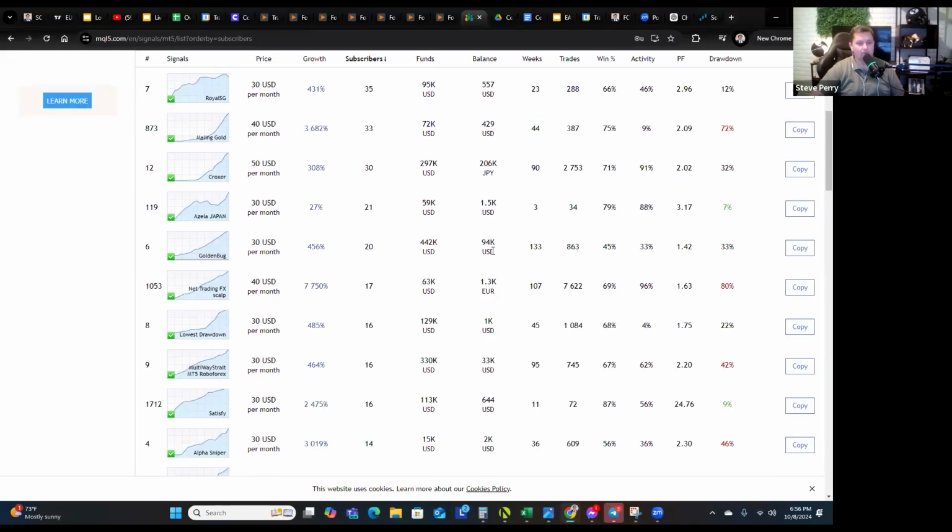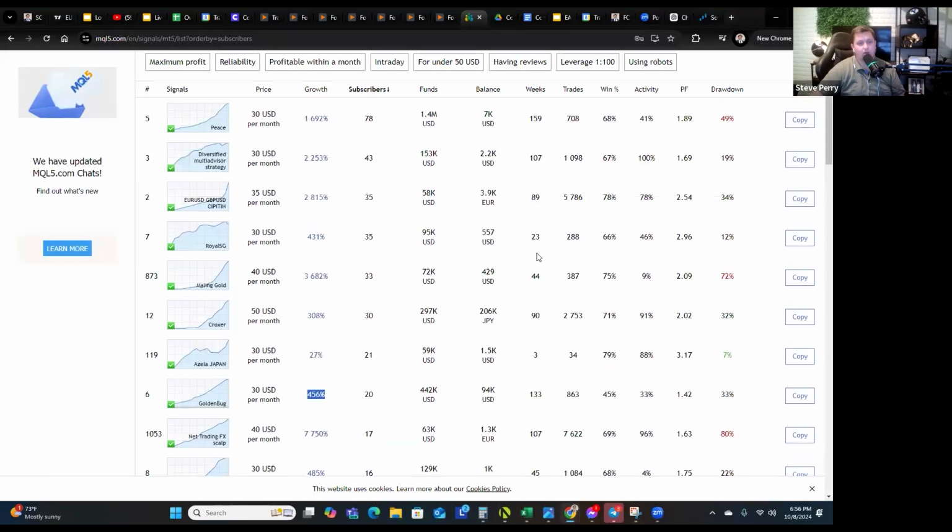Here's this one, it's called Golden Bug. This one has $94,000 as the sender account. It's got $442,000 under management, which is actually a lot better. It's had a 456% return. It's been around for 133 weeks, so a little over 2 years, which is also good. My only qualm is that the drawdown is 33%, and that would be a little bit outside of my range.